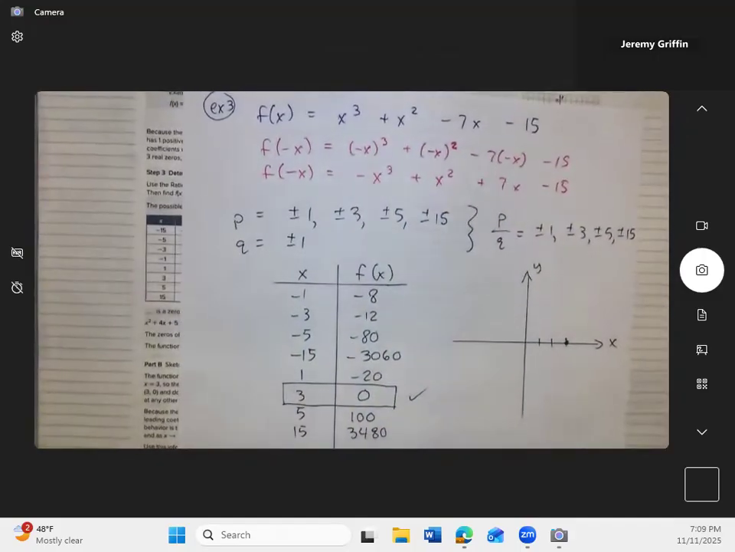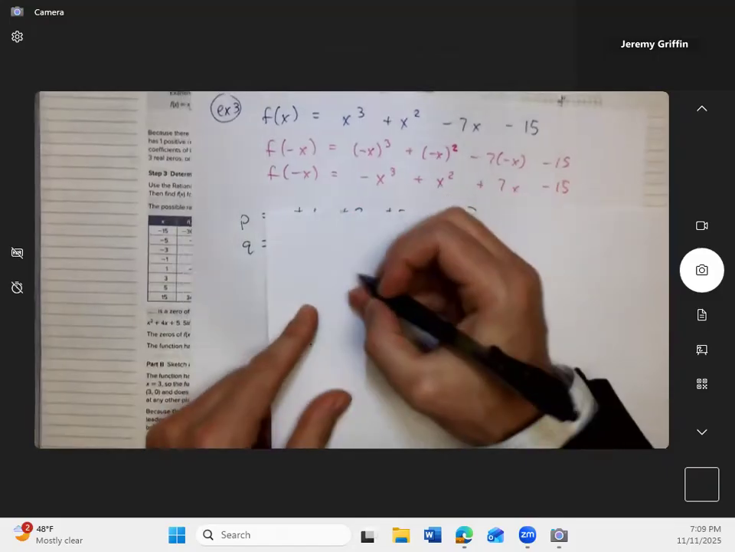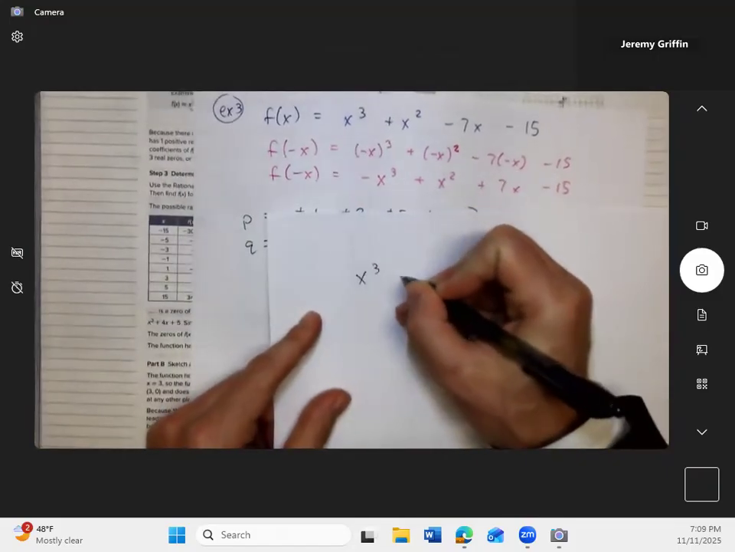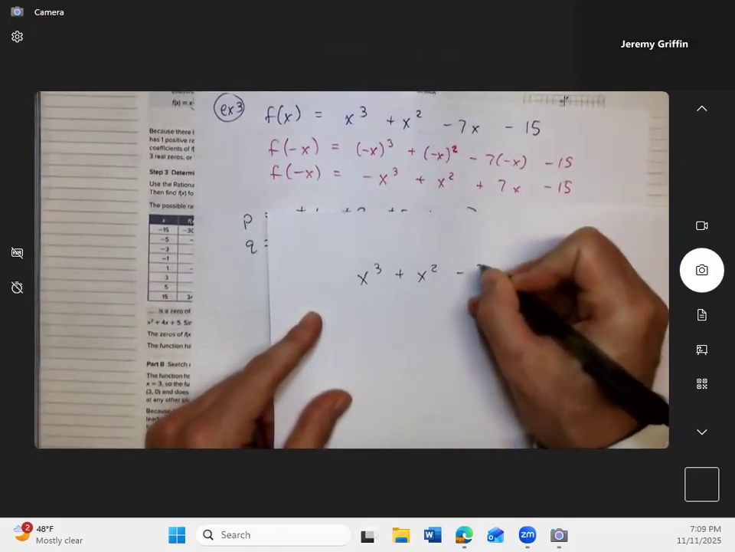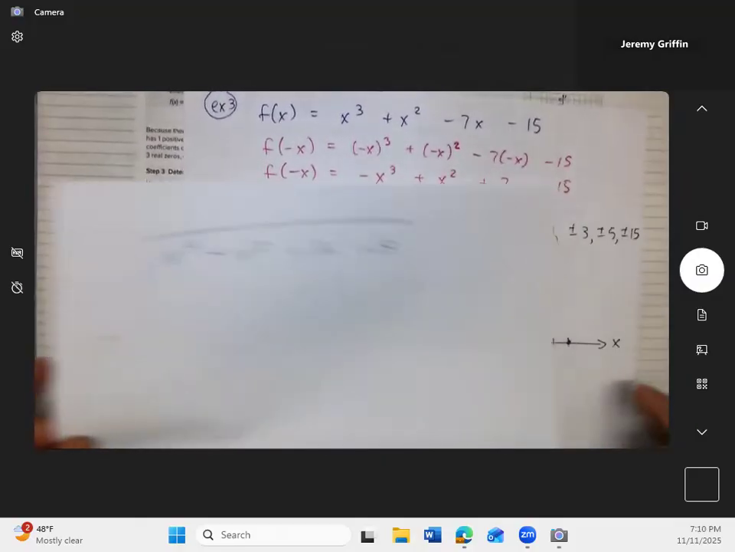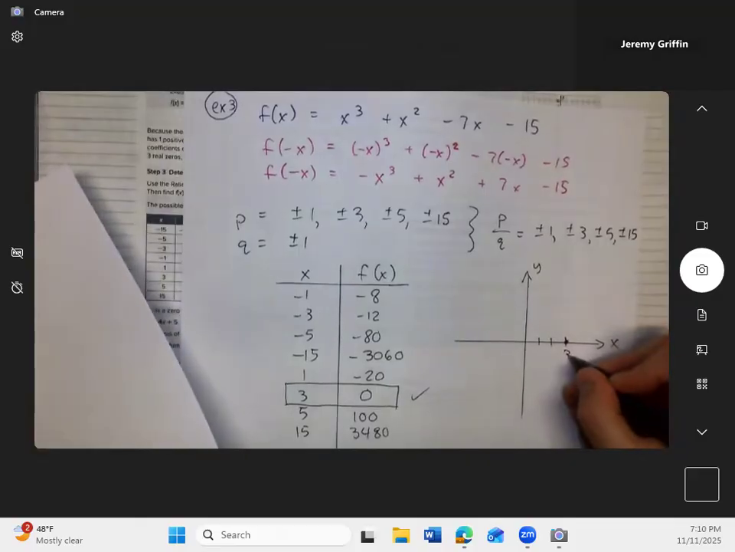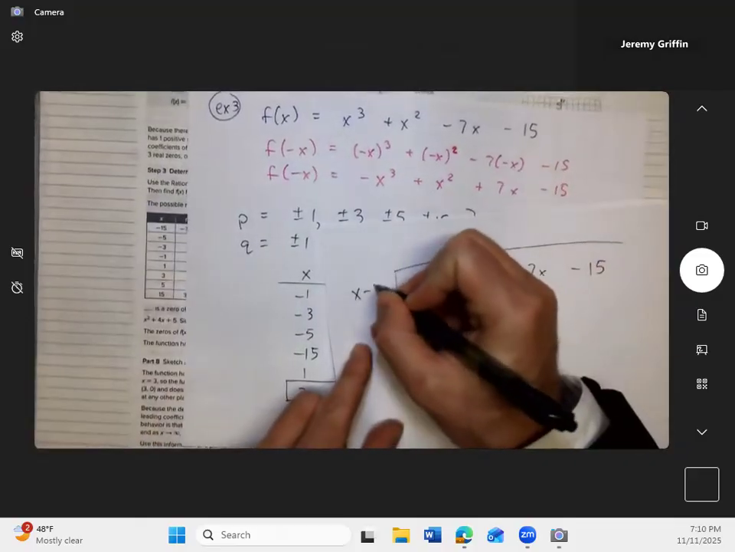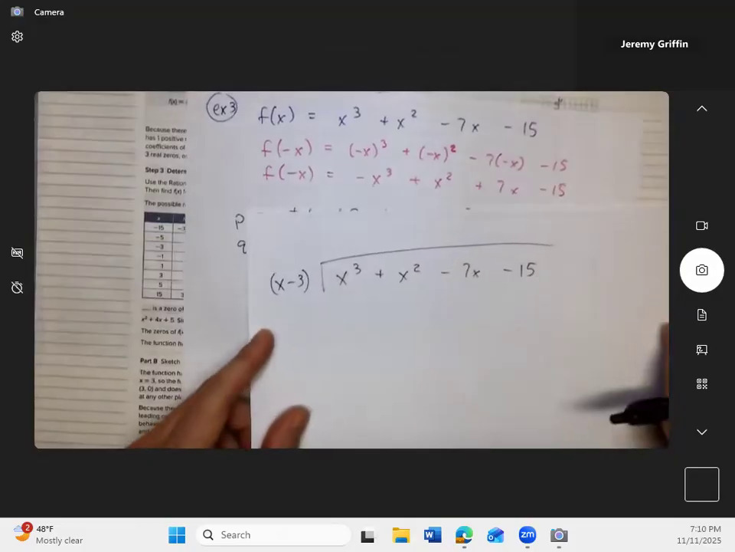Let me do that. I think it's a little extra. It's probably a little overkill, but it's probably good for practice anyway, do some long division. I wonder what would happen if I divide that out. x cubed plus x squared minus 7x minus 15. Just kind of curious. Anyway, so if this is 3, I'm going to factor out x minus 3, right? Yeah, let's just see what happens.